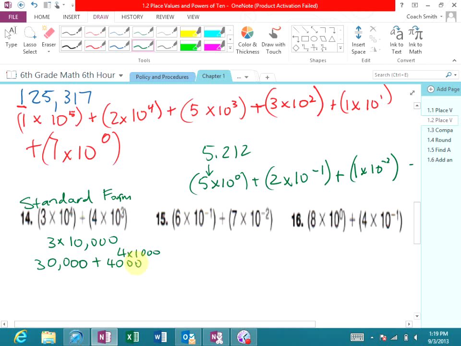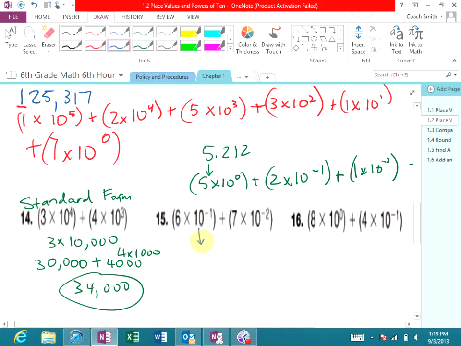So what is 30,000 plus 4,000? Lily? 34,000. Right, 34,000. That's your answer. Now, when you're dealing with the negative exponents, it's similar. It's not really that much different. Let's look at this one.